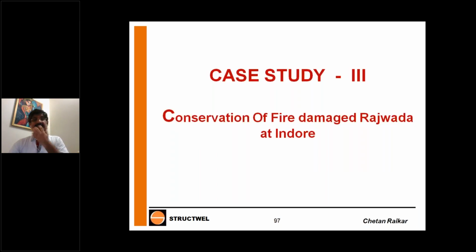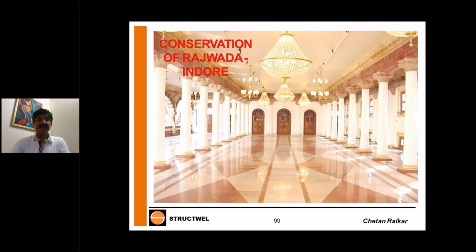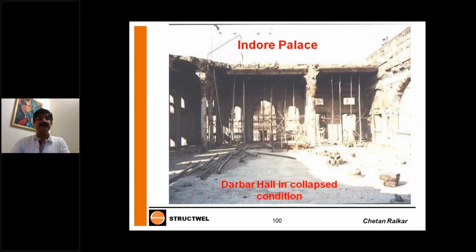Let's go to the third slide, which is again a structural engineering dominated project, Rajwada at Indore. Indore was a 300-year-old small village, which was a military padao for the workers. It derived its name from the Indreshwar temple, and the Rajwada which we see is more than a 250-year-old structure constructed by Devi Ahilyabai Holkar. This is how the completed Darbar Hall of Rajwada looks, but this is how it was when I entered the structure.